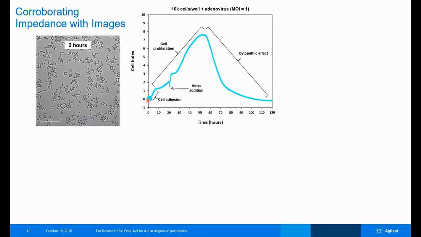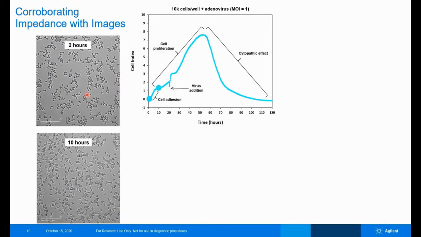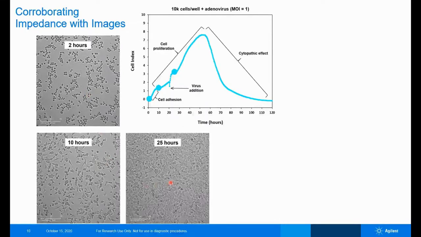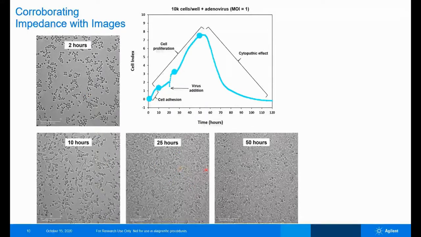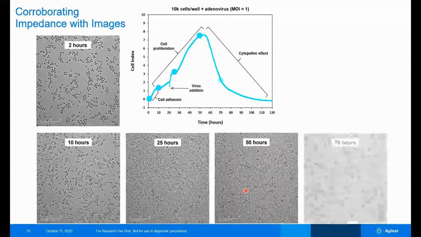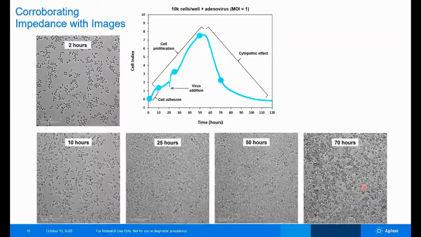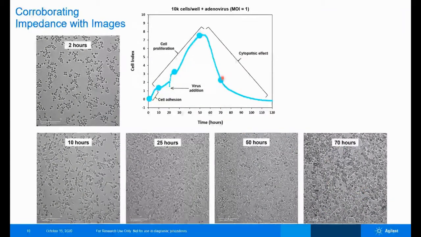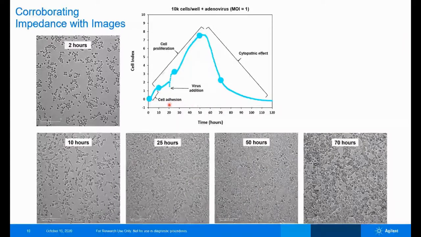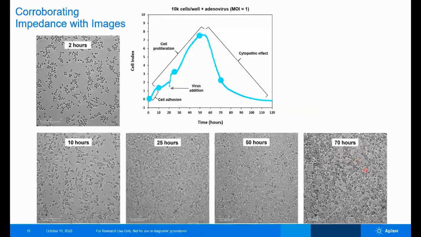At 2 hours, the cells are still very rounded and have not yet attached. By 10 hours, cells are beginning to attach and spread out. By 25 hours, we see that the cells are fully attached and have proliferated. By 50 hours, the cells are totally confluent and have packed in very tightly next to one another. By 70 hours, we're beginning to see a cytopathic effect. This 70-hour time point here corresponds to 50 hours post-virus addition.